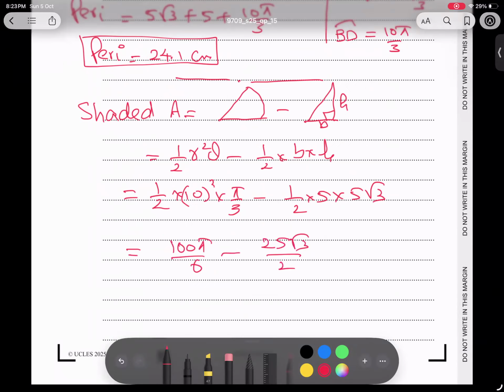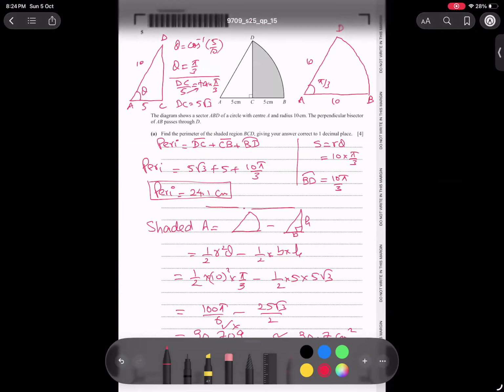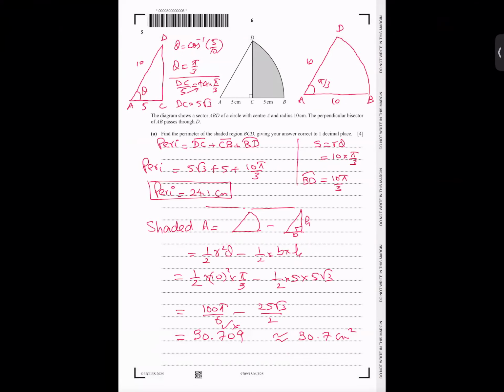And now I am just typing in the calculator, and that will give me my answer. Divided by 2. And the answer turns out to be 30.709. Approximately, so 30.7 centimeters squared. I hope so. The concept of the question is completely over.